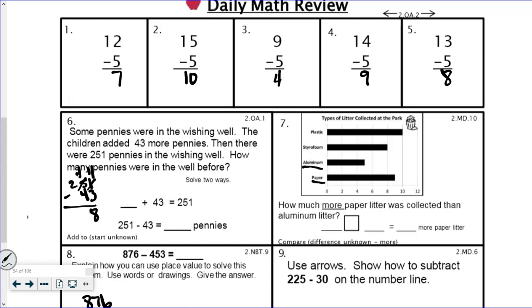4 tens minus 4 tens is 0. And then 200s minus no hundreds is going to still be 200. So that means there were 208 pennies to begin with. 43 were added, and then there were 251.